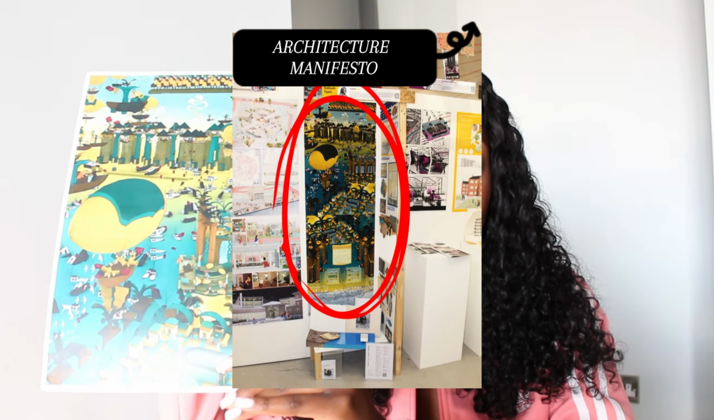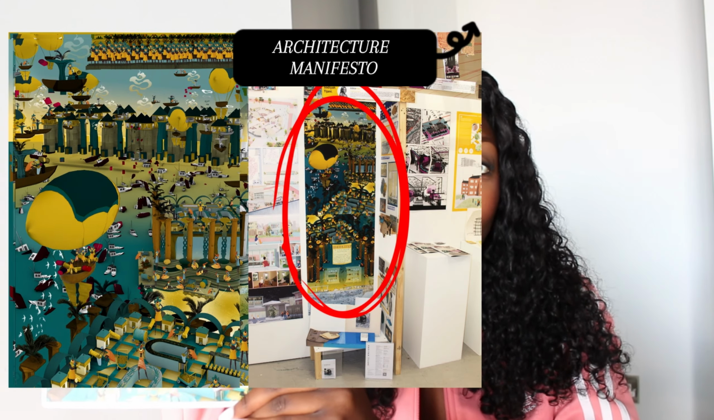In this video, I'm going to show you guys how I created my architecture manifesto. This manifesto drawing got me a first at uni and also landed me multiple interviews just because people saw this image online. I'm Sadiyah, a Part 2 architectural assistant in the UK.